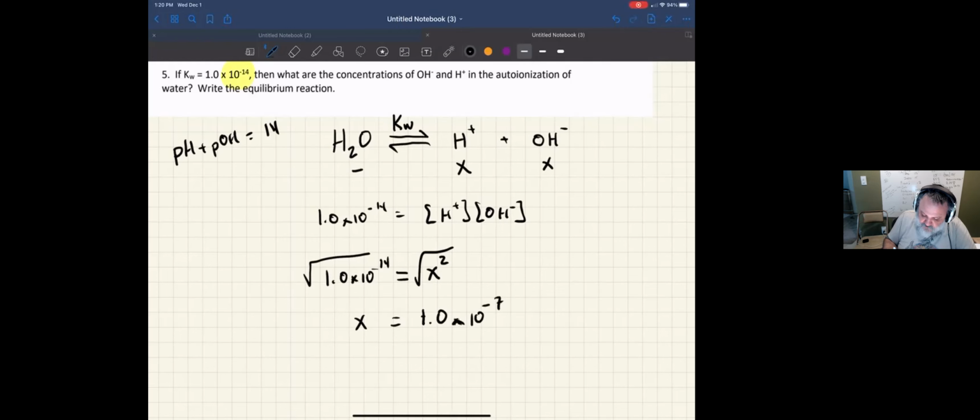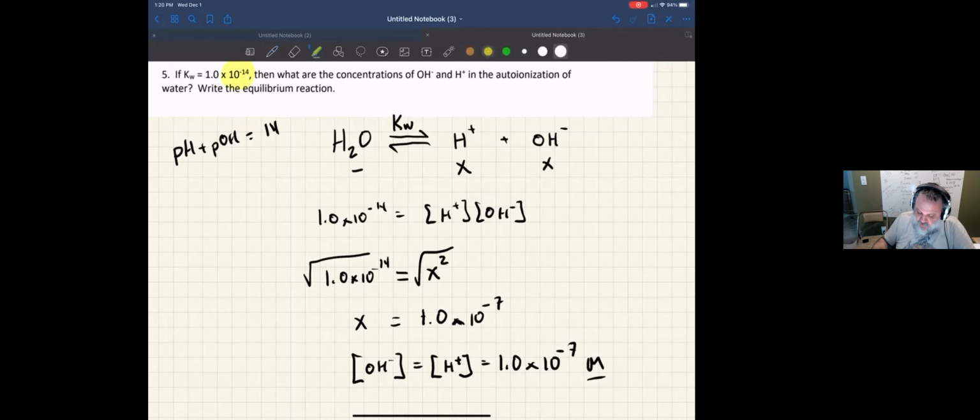And so that's going to be true for both the concentration of OH minus, and it's going to be true for the concentration of H plus. And this is what the problem was asking you to solve. And that means we're done. Okay.